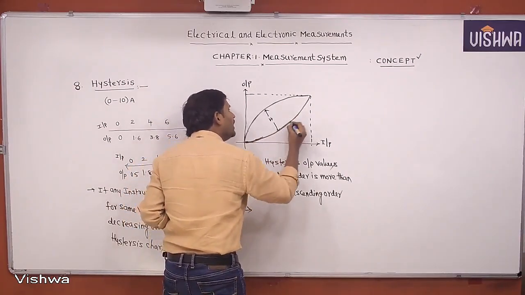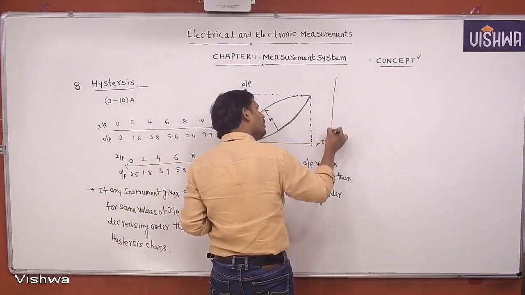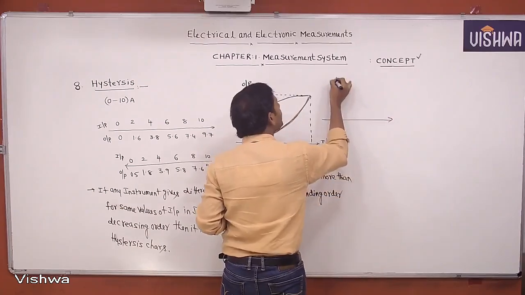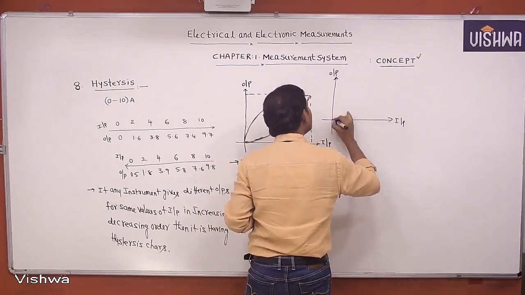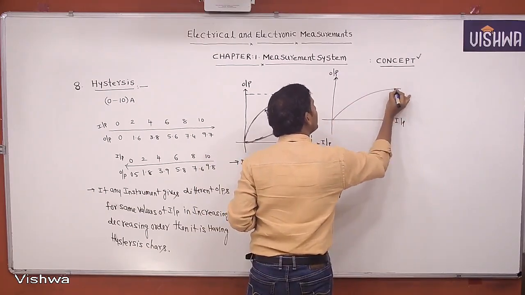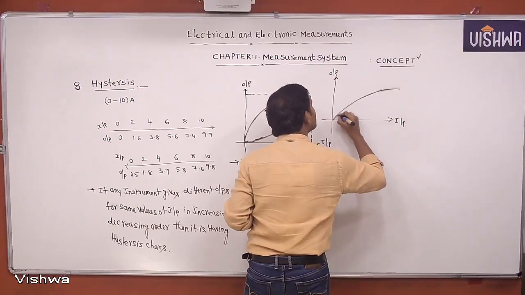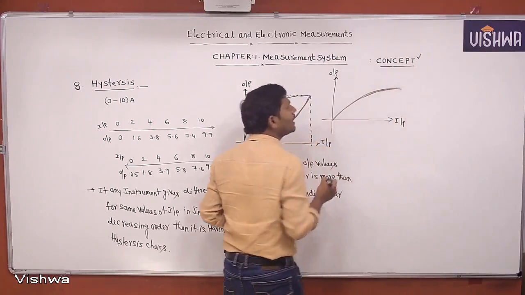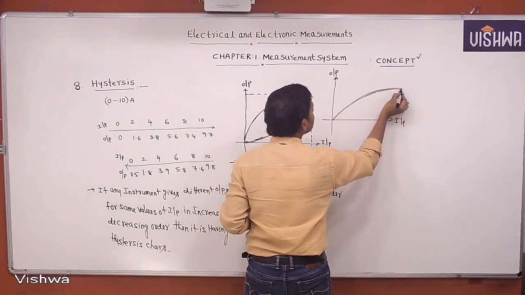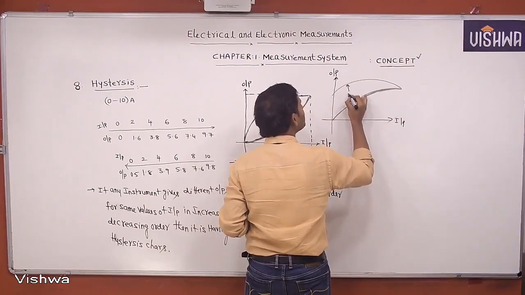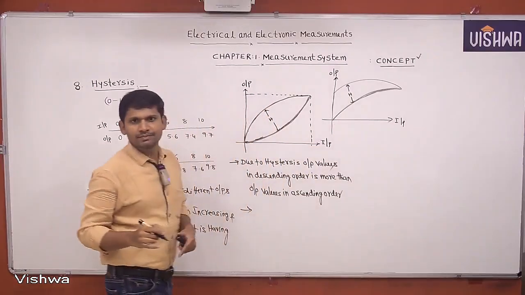If the loading and unloading characteristics are the same, for example, if you draw the characteristics between output and input, in increasing order I get the characteristics like this, and in decreasing order I get the same characteristics, then that instrument does not have any hysteresis. If in increasing order I get one characteristic and in decreasing order I get another, then that instrument has hysteresis characteristics.